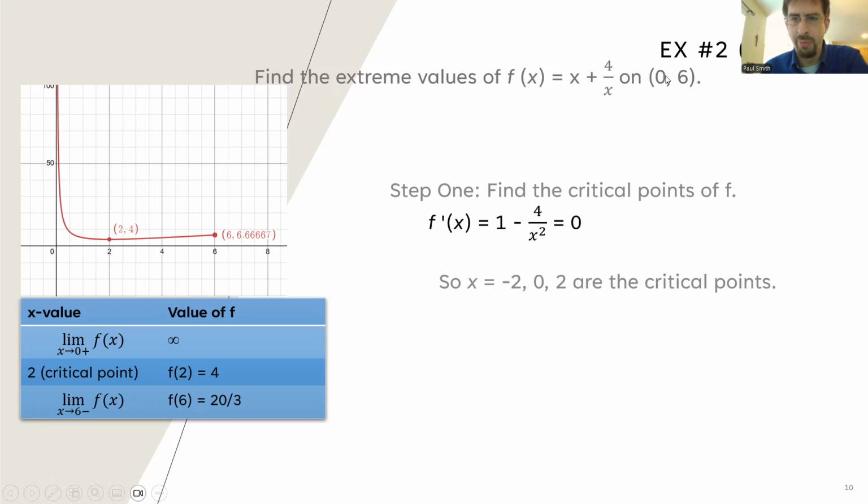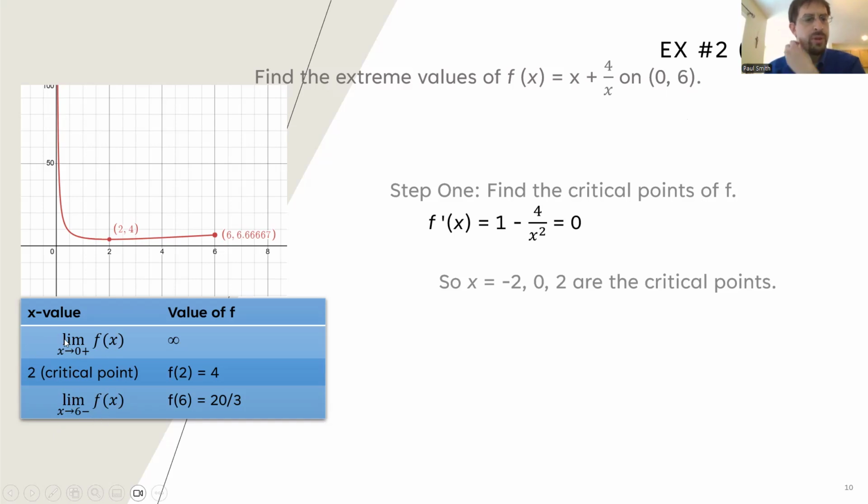Now, we got a little bit of a problem, though, because we have an open interval. And so what do we actually test? We can't plug in 0. We can't plug in 6. They're not on the interval. But what we can do is take a limit a little to the right of 0, since this is the far left endpoint, and a limit a little bit to the left of 6.